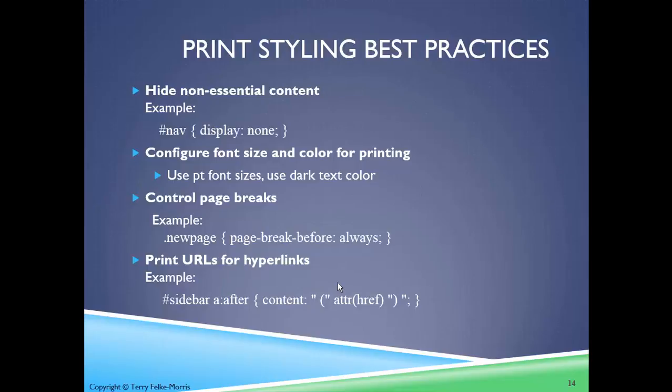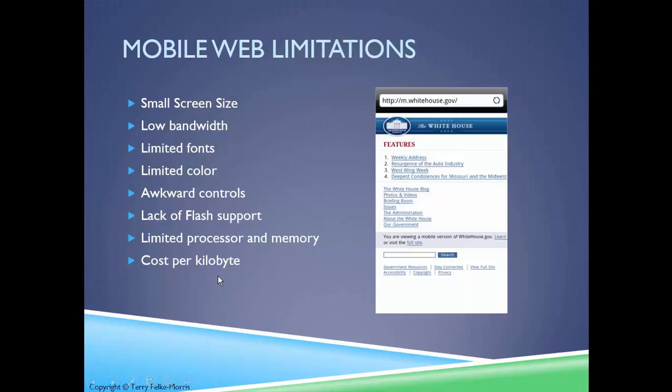These are some of the things I've already mentioned. You want to hide anything that's not essential, so use a display none. You want a natural font size. You want a natural font type. Some fonts display better for screen and some are better for print. You want to have some control over page breaks. There's no sense in having the URLs for hyperlinks. Why print the underscore? It's just a waste. So these are all things that you have to be thinking about.